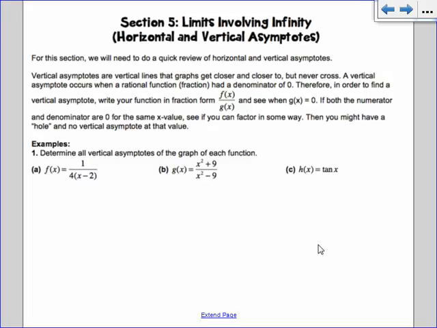So sometimes it looks like it's going to be a vertical asymptote, but it's really a hole. Okay, so number 1. It says determine all vertical asymptotes of the graph of each function. So the very first one, if we set our denominator equal to 0.